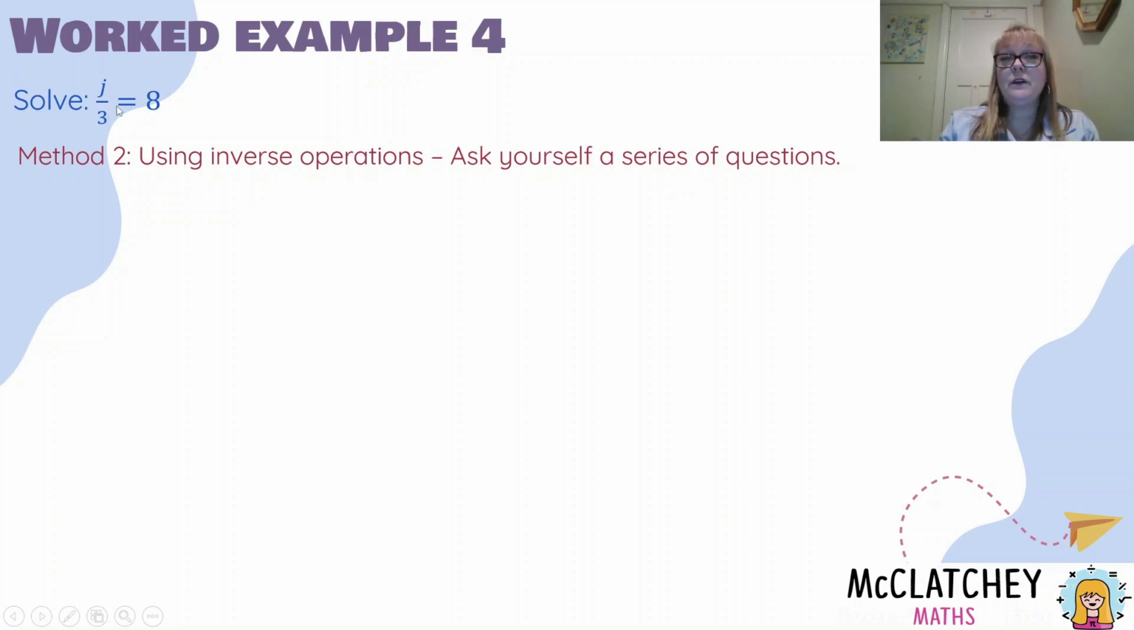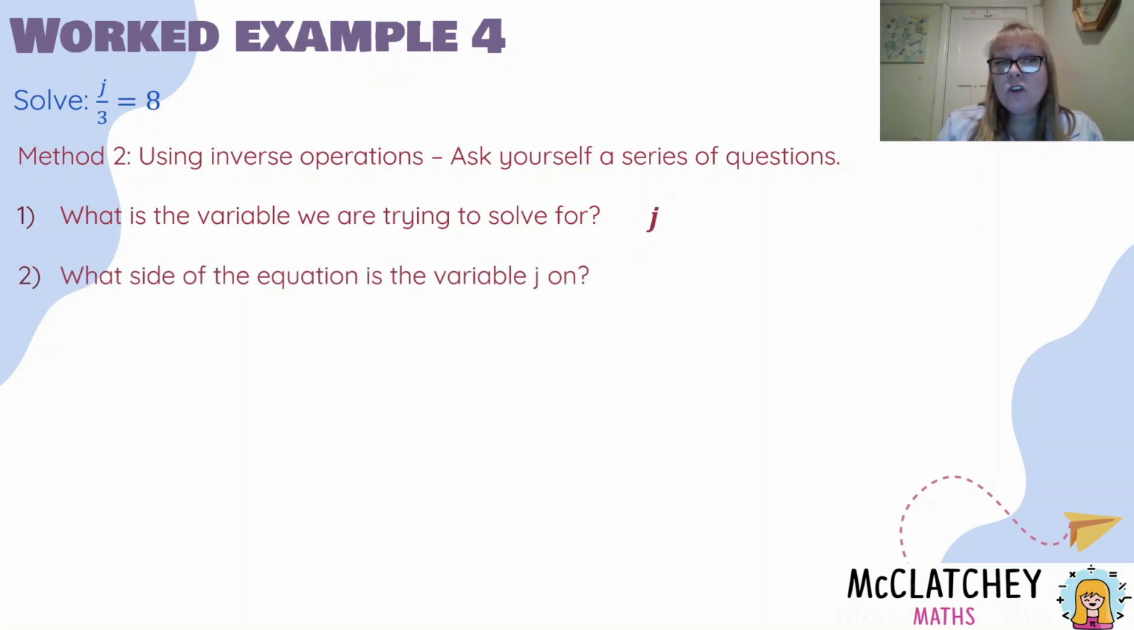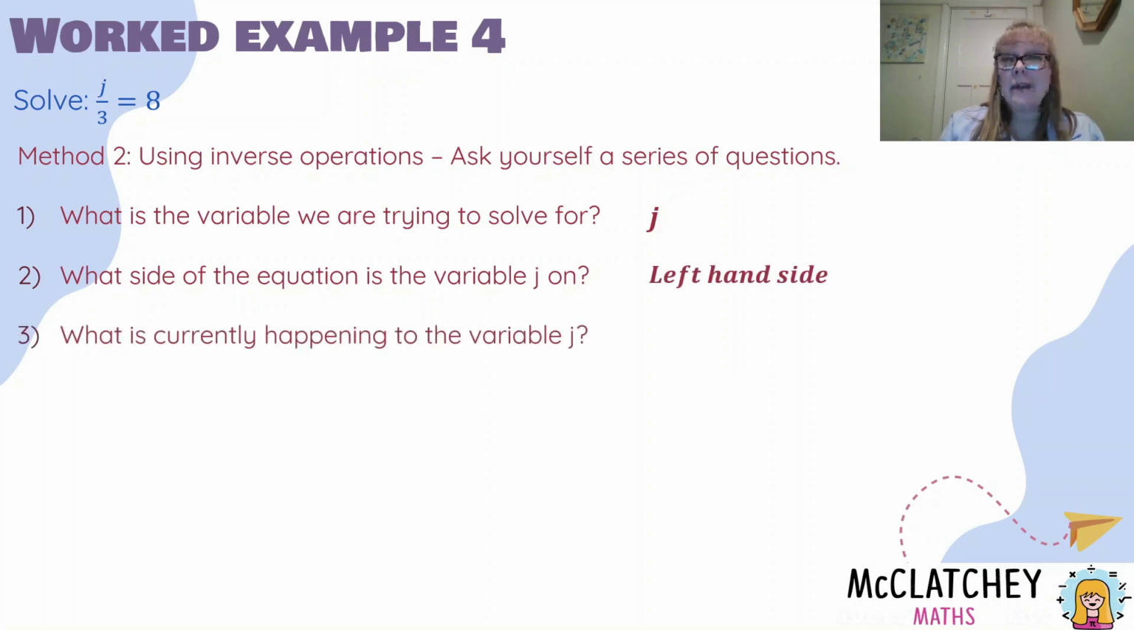Using those inverse operations. So let's start by asking ourselves some questions before we have a panic. Okay, so what's our letter? It's j. What side is j on? Well, it's on the left-hand side, but it's on the numerator of a fraction. So what is happening at the moment? You might write down, well, it's part of a fraction, but think about that a bit further. A fraction means numerator divided by denominator. This symbol here means divided by. So it's divided by 3.